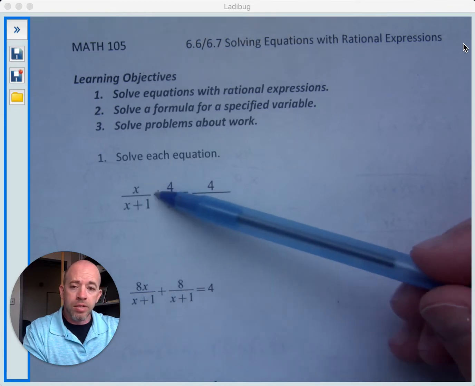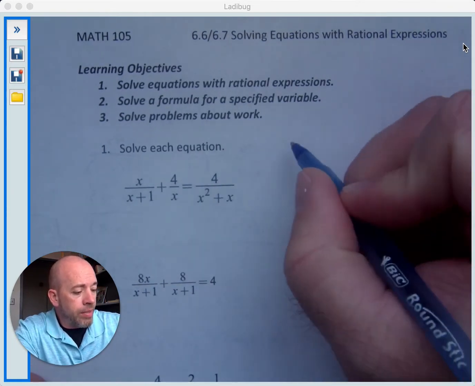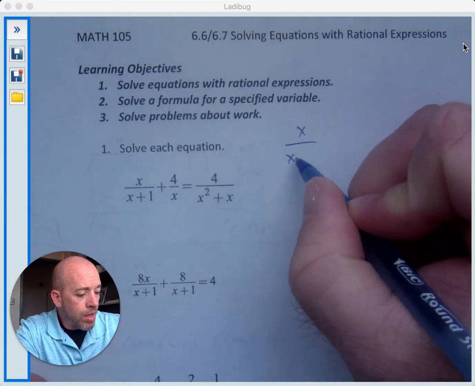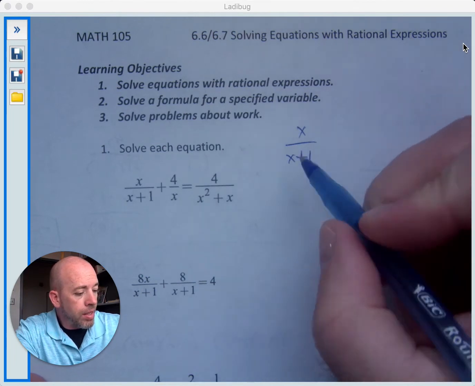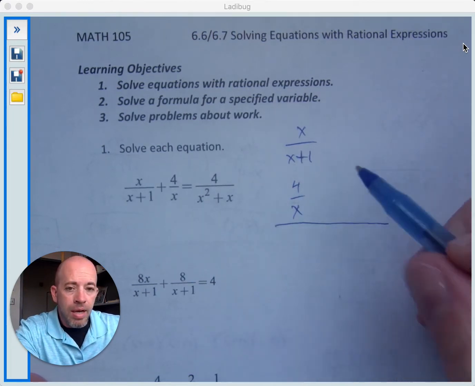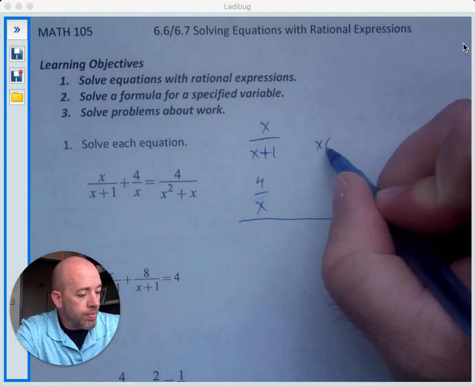I'm going to add these two on the left together first. So remember how to do that, right? I'm going to ignore the right side for now. I'm going to write this vertically: x over x plus 1, 4 over x. The denominators don't have any common factors, so your LCD is x times x plus 1.